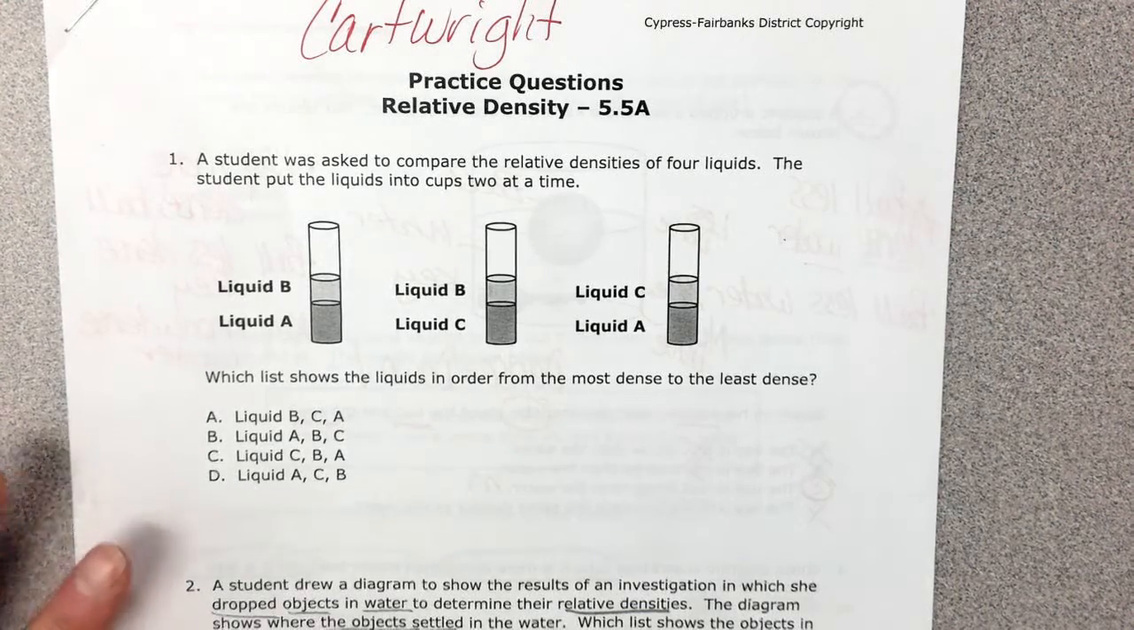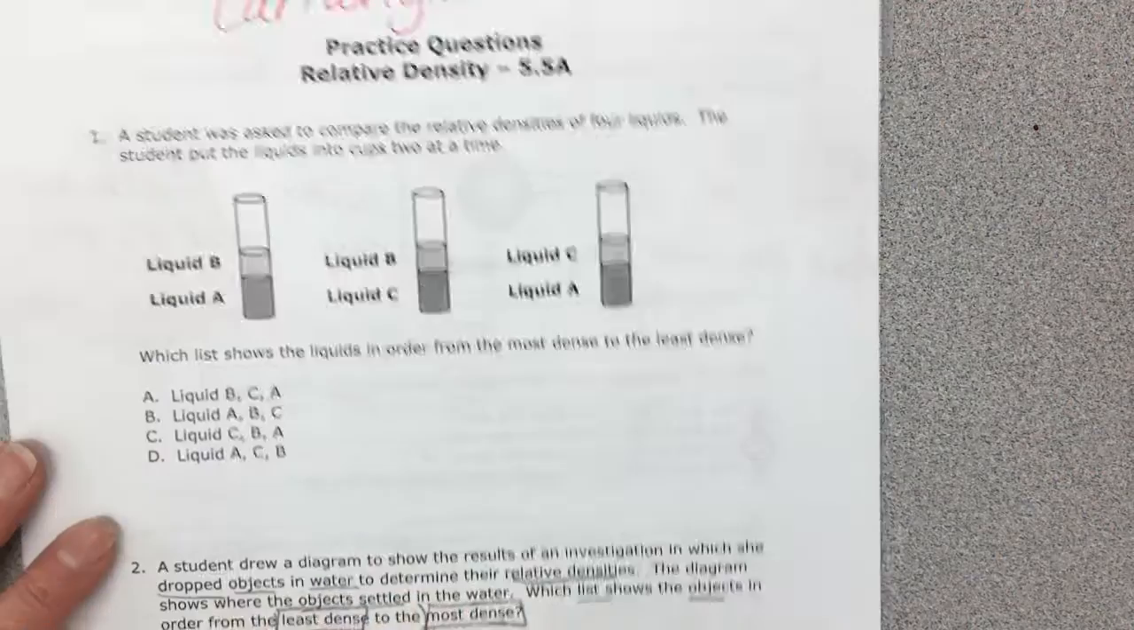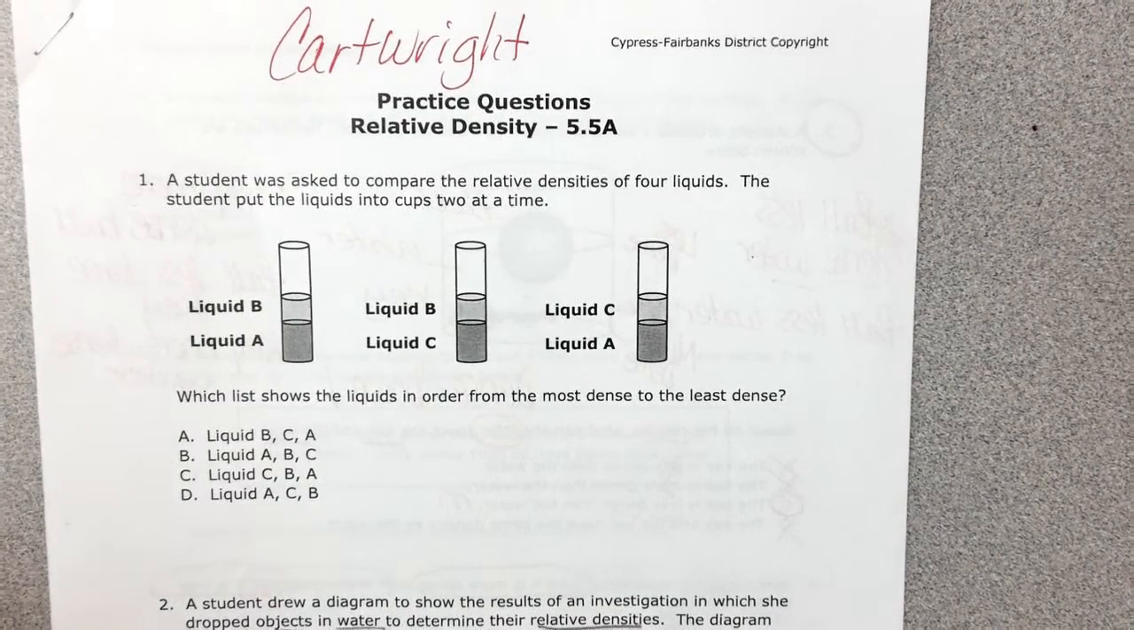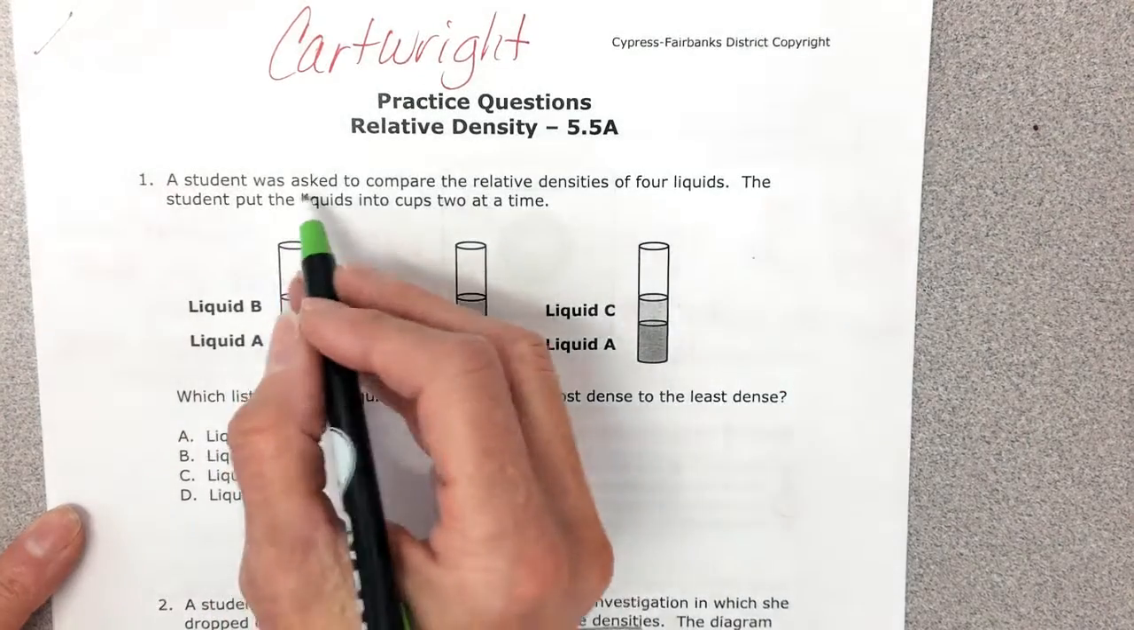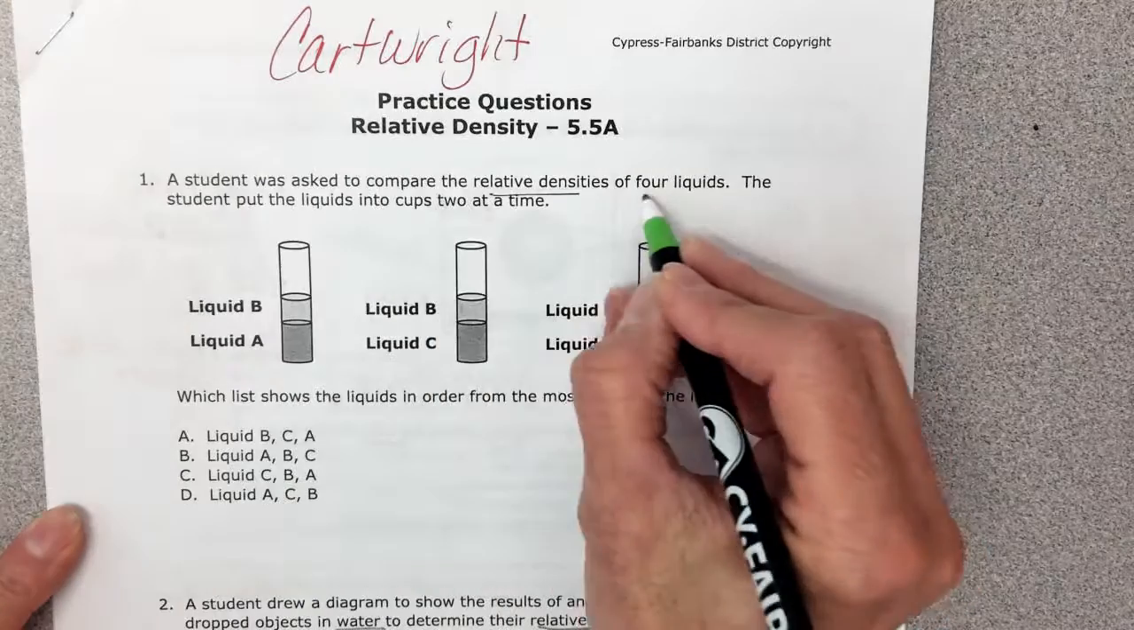Number 1 says a student asked to compare the relative densities of the liquids. The student put the liquids into cups 2 at a time. Which list shows the liquids in order from the most dense to the least dense? So a student was asked to compare the relative densities of 4 liquids.